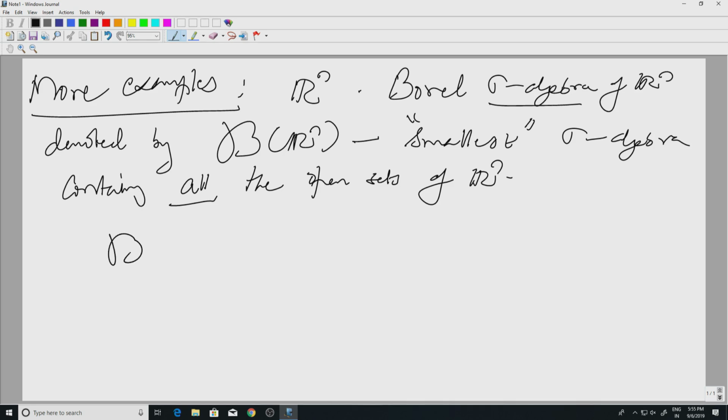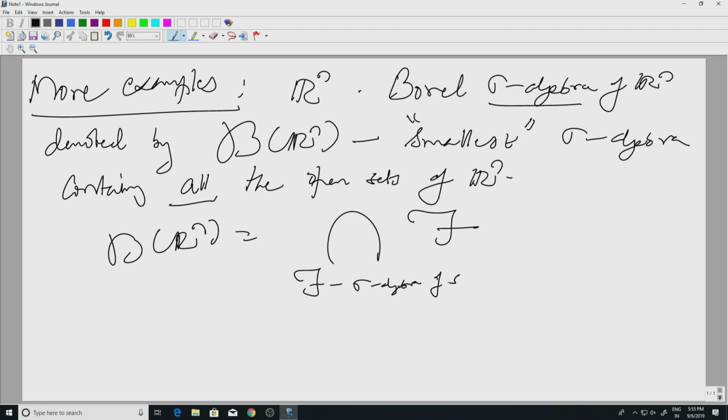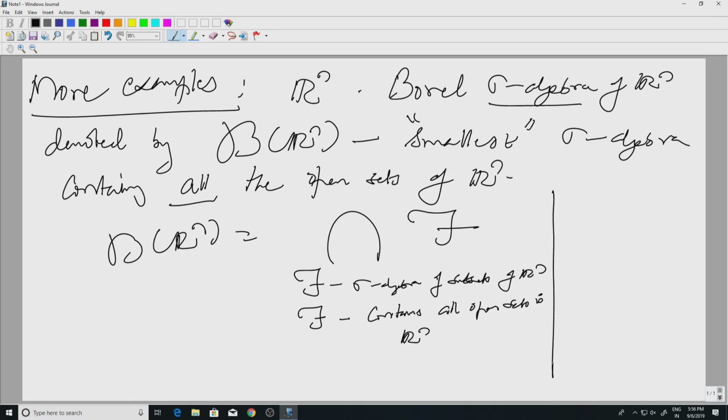So, B of Rn by definition is the intersection of all sigma algebras F, where F is a sigma algebra of subsets of Rn and F is a collection of sets that I want to contain all open sets in Rn. Then the right hand side, RHS, is a sigma algebra. That is an easy exercise.